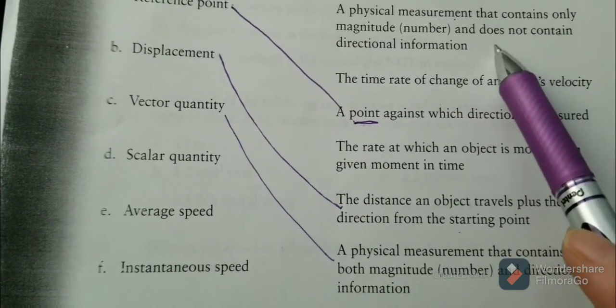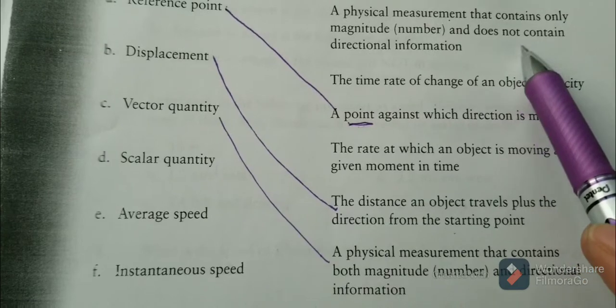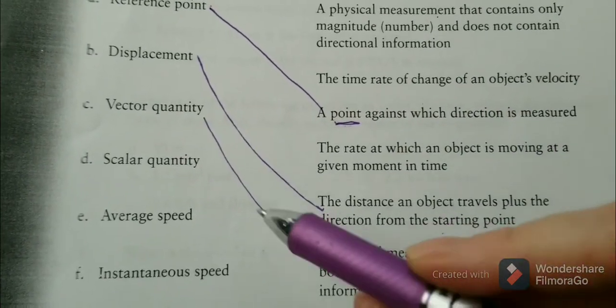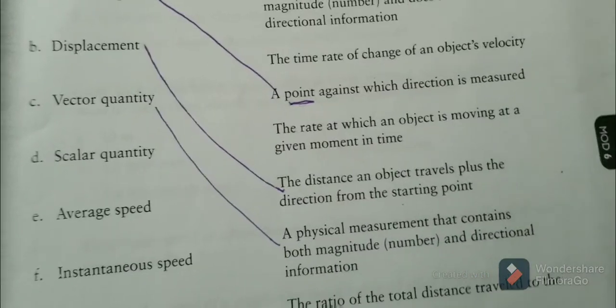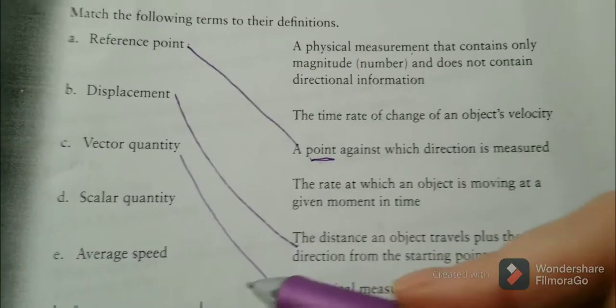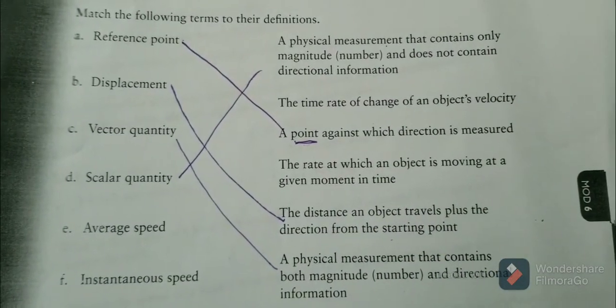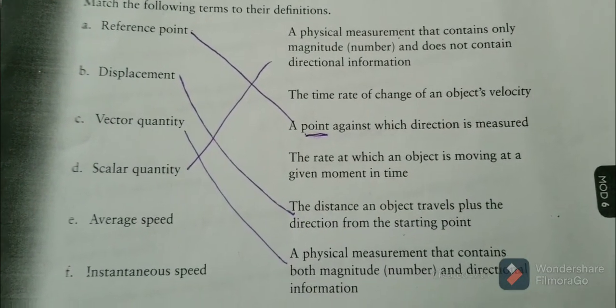A key to taking tests is to read the fine print and watch out for those little tiny words that change the whole meaning of what you're doing. So scalar quantity is no directional information at all, only a number.